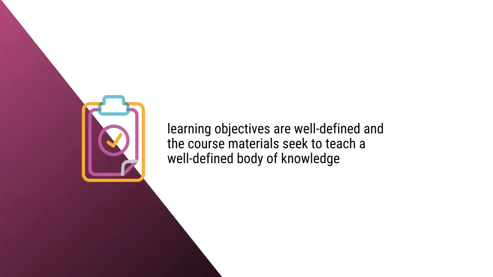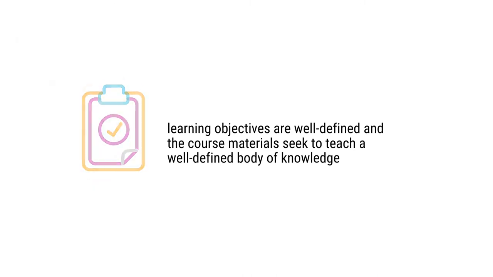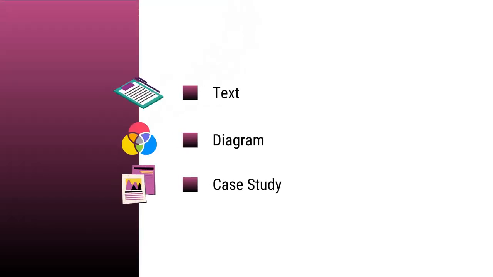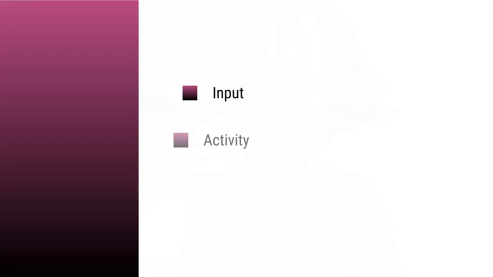First of all, let us discuss tutorial in print. In this approach, learning objectives are well defined and the course materials seek to teach a well-defined body of knowledge. The writer presents some form of input. It could be in the form of a text, diagram or case study, and then sets an activity to help the learners understand the contents being taught. An ideal unit generally consists of carefully controlled sequences of input, activity, and feedback.